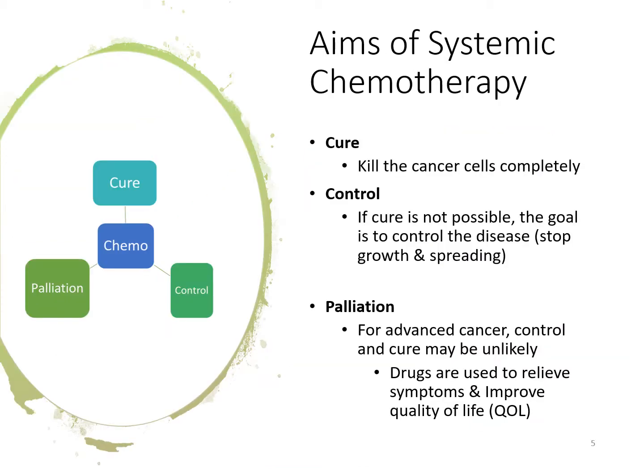So the aim of giving systemic chemotherapy is, one, to cure, which is to kill the cancer cells completely so they're gone and done. The other is to control. If we cannot cure the cancer, we try to stop the growth or spread of it. And the other one is palliation. Sometimes you find that cancer cannot be cured, nor can it be controlled. So we just manage the symptoms of cancer to improve quality of life. That is palliation.